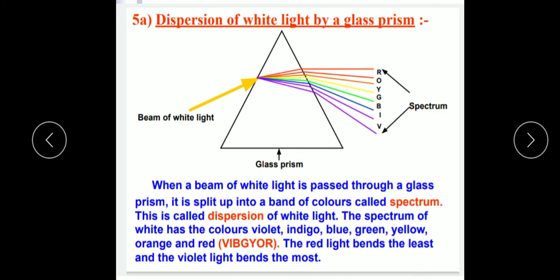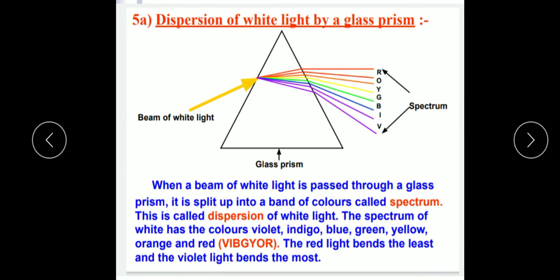So red light has the maximum wavelength and the violet light has the minimum wavelength. So in any medium, the red light travels fastest and deviates least, while the violet light travels slowest and deviates maximum. That is, the wavelength of the light is inversely proportional to the deviation. So red light has the maximum wavelength and it bends least, and the violet light has the minimum wavelength and it bends the most. So this is the cause of dispersion.